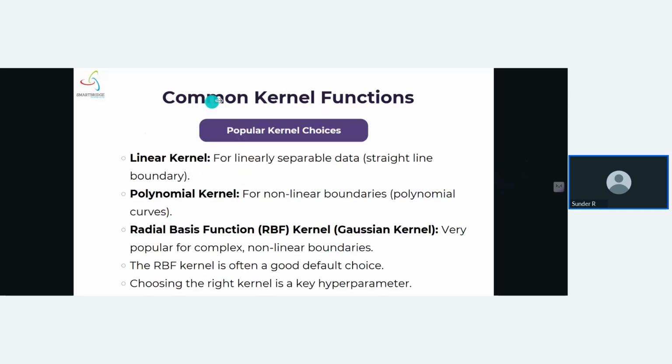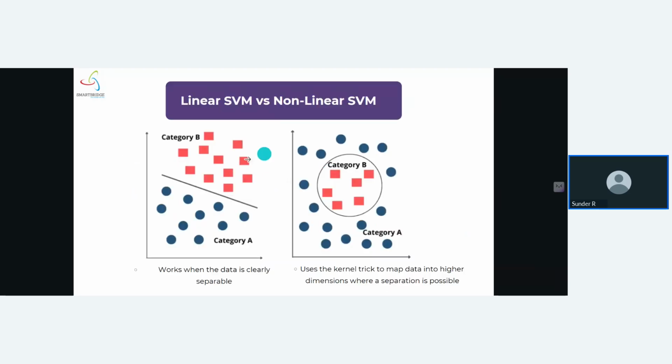Yes, guys, hope you understood this diagram. Now, you have the common kernel functions. What are the common kernel functions? You can use the linear kernel. We use the linear kernel when your data is scattered in linear form. Linear form means you are able to draw a linear equation line, a straight line, to classify two classes.